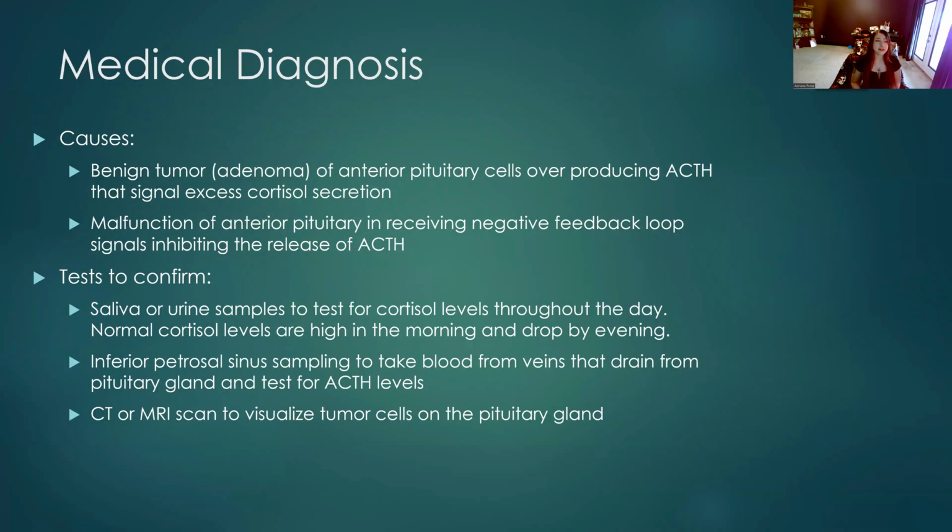So the main cause of PPID is usually a benign tumor on the pituitary gland, which overproduces the ACTH that I was talking about in that slide showing the HPA axis. Otherwise, it is a malfunction of the anterior pituitary in receiving negative feedback loop signals inhibiting the release of ACTH. To confirm, you can take a saliva or urine sample to test the cortisol levels throughout the day. Typically, normal cortisol levels are high in the morning, and then they drop by evening, so you can go to sleep. If they're high all throughout the day, then that might be an indication that you have PPID. Another test to confirm is inferior petrosal sinus sampling, to take blood from the veins that drain from the pituitary gland and test for ACTH levels directly. You can also simply take a CT or MRI scan to visualize the tumor cells on the pituitary gland.